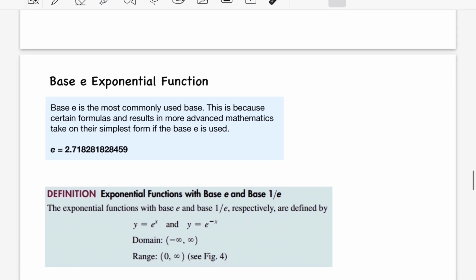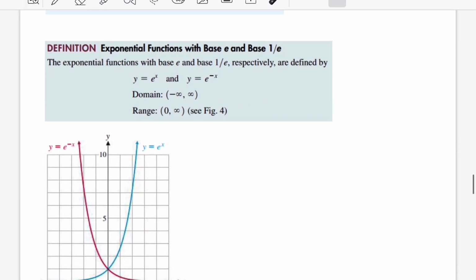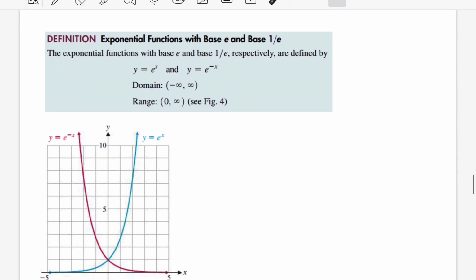Okay, so the exponential functions with base e and base 1 over e are defined by y is equal to e to the power x and y is equal to e to the power negative x. And here is our domain and range here. So here are the graphs of e to the negative x and e to the x. And you can see their behavior here.